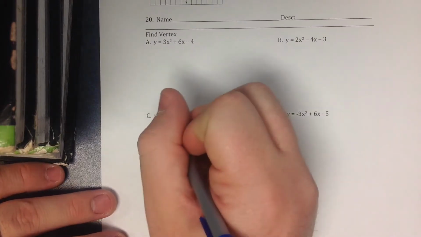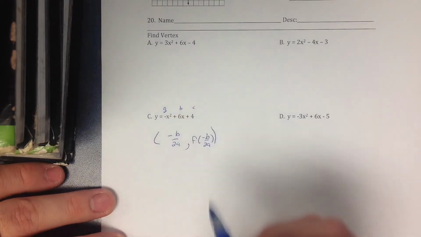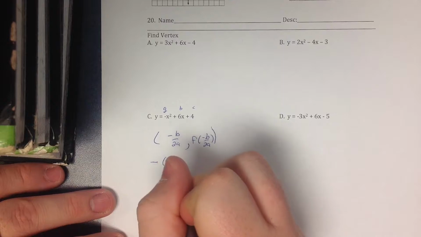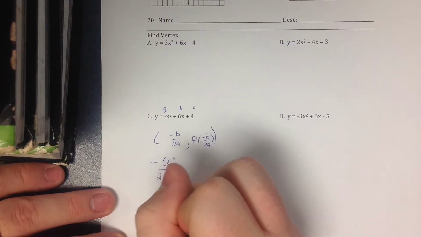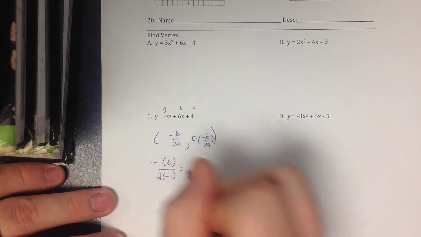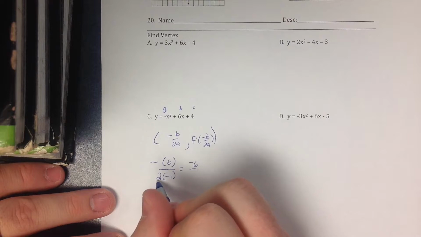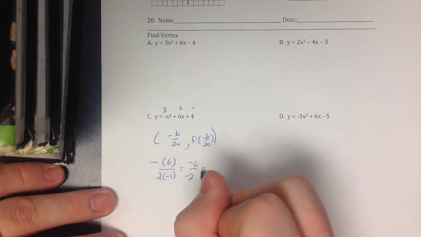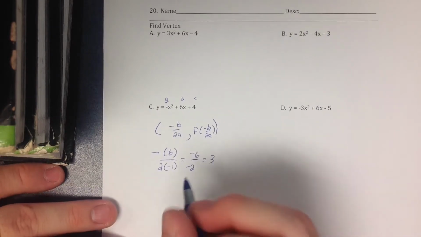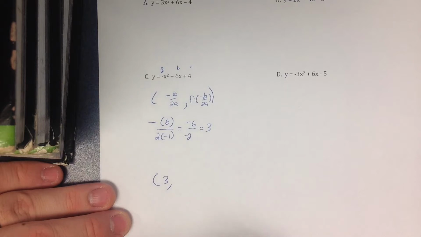So remember, a is still the number in front of x squared, b is the number in front of x, and c is the constant. So here, negative b, which is 6, over 2a, since there's a minus sign, a is negative 1. So negative 6 over 2 times negative 1 is negative 2. And if you divide that, you get 3. So what that means is the x-coordinate of our vertex is 3.